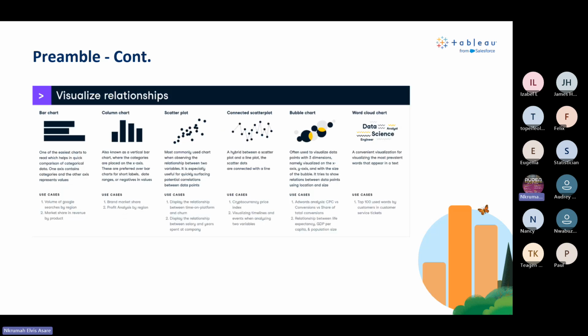So we go to the ones used to visualize relationships. We have your column chart, your scatter plots, correlation, regression. You can check our connected scatter plots, our bubble charts, and all other charts are available on Tableau for everyone to use.